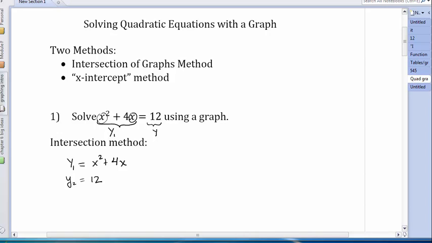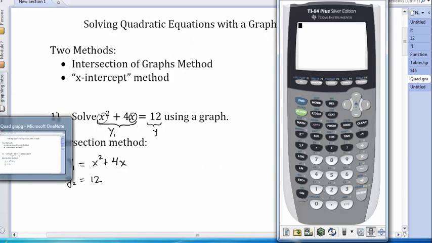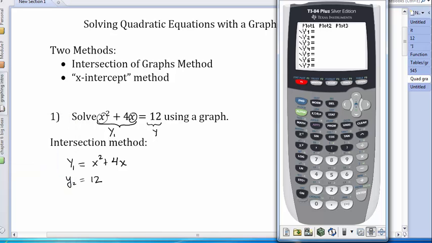So if I'm going to use a graph to solve that, what I'm going to do is come in here to my graphing calculator and put in each equation, y equals x squared plus 4x, and then I'm going to put in y2 equals 12, and I'm going to take a look at the graph.